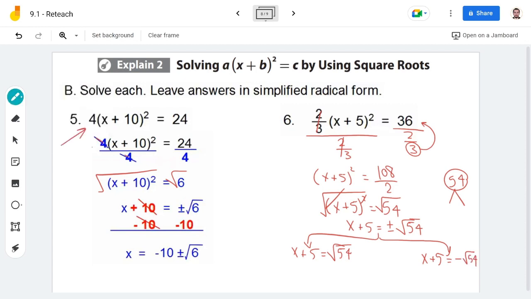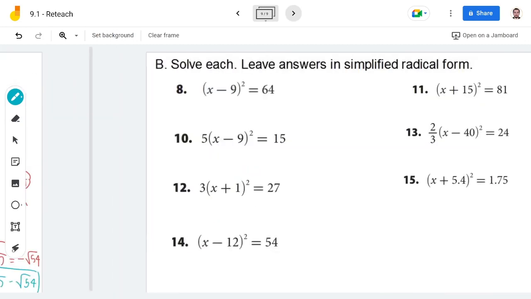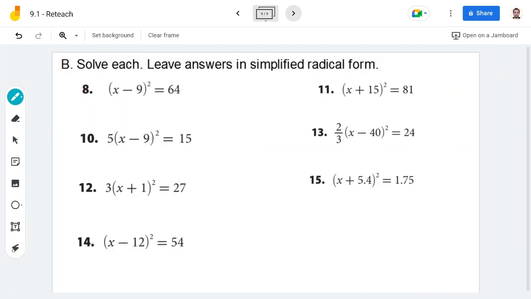Now you can subtract 5 from both sides. Minus 5, minus 5. So x is equal to negative 5 plus square root of 54, because I can't add the square root with the number. Same thing here, x is equal to negative 5 minus square root of 54. So these are the two answers for this question. Now, if you need any help, you can contact me. Here are some questions. If you need, I will do a question for you.